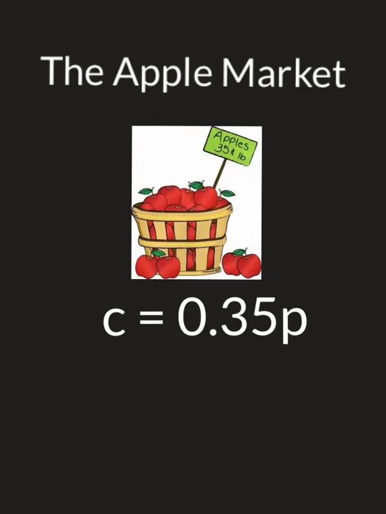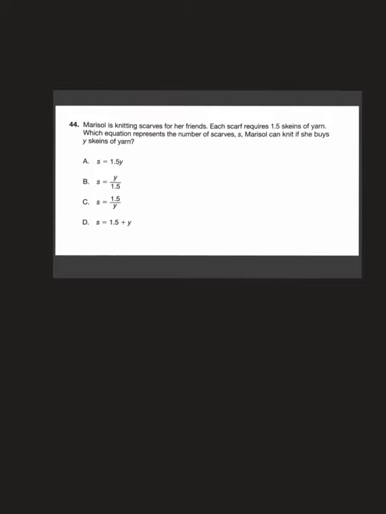So now let's tackle the one you had in your assignment. Alright, so here was our problem in our assignment. This person's making scarves for her friends. How many scarves can she make? Well, it depends. So right there, scarves is going to represent my dependent variable because the scarves depend on how much yarn you have. And if you look, all the choices have the letter S already on the left-hand side. So we don't have to worry about any of that.